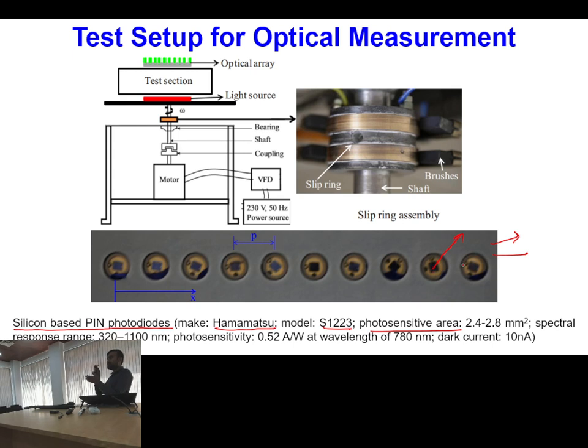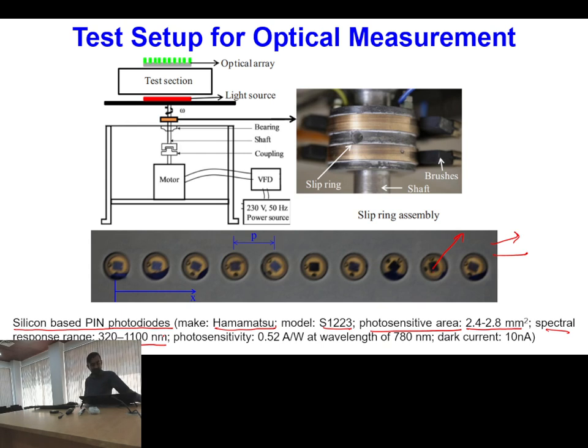This is the zone which is actually sensitive to the light, and only this zone will be helping in generating the corresponding voltage signal. So the photosensitive area of this particular model of the diode is 2.4 to 2.8 mm square. Okay, and the spectral response range of this type of diode is 320 to 1100 nanometers.